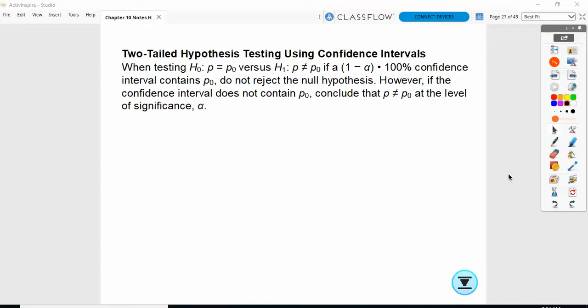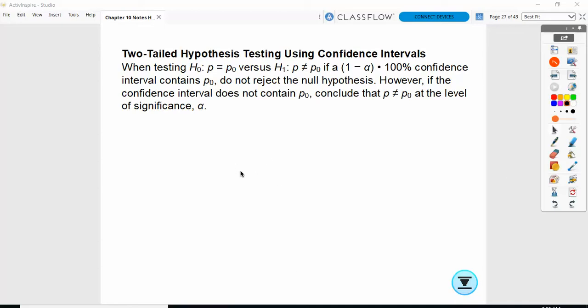We can also use it with confidence intervals. Remember, we've built confidence intervals before. We can find a confidence interval and see if our null hypothesis value is in that interval or not. So if our null is included in the interval, we would fail to reject. If the null was outside, then we would reject. So we can look at it that way as well.